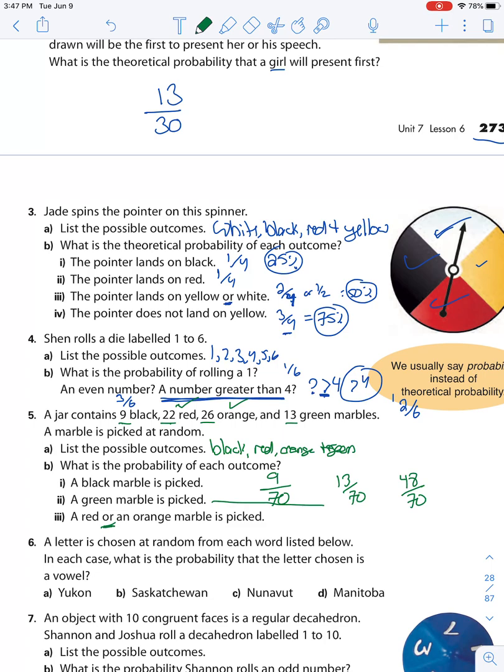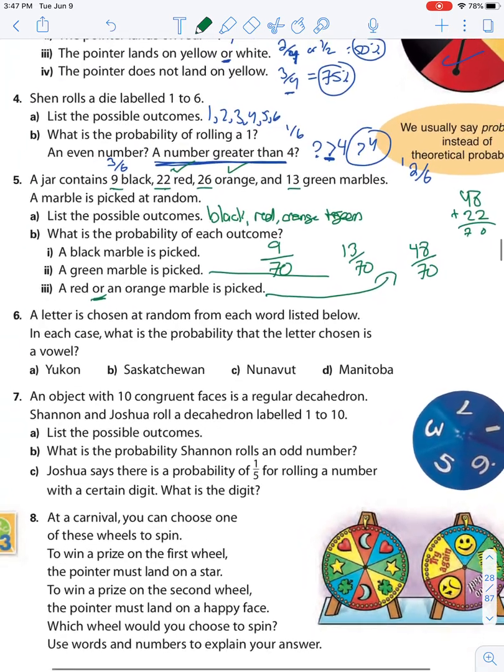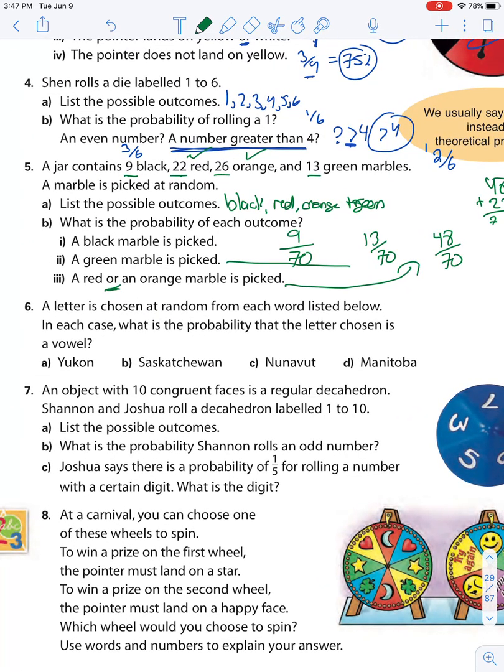I hope I did the math on this one right. 48 plus, what is that? 22. Yeah, 70. Okay, yeah, 70. Okay, there we go. So yeah, that is this one. Good. Okay, next, moving right along.